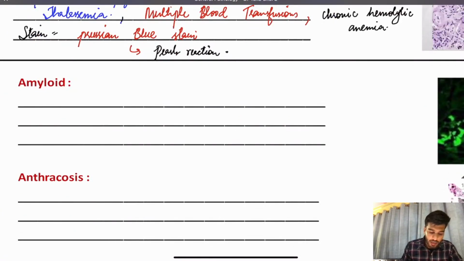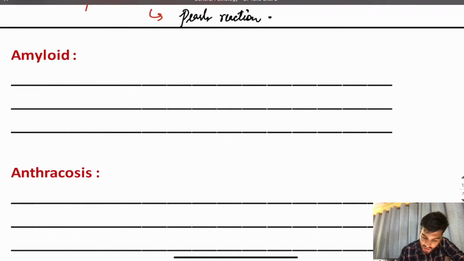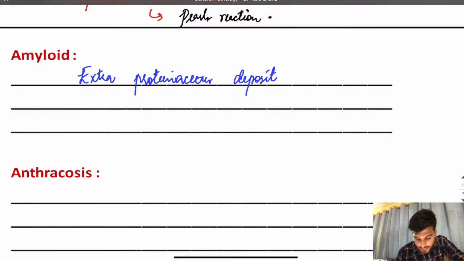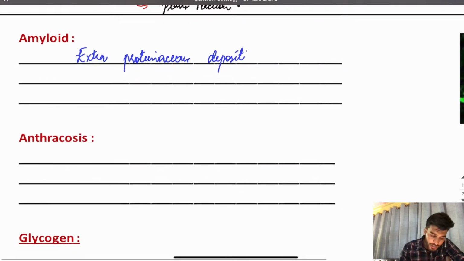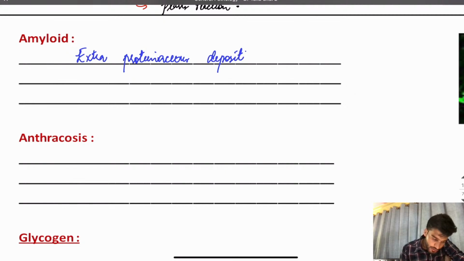Then further, guys, amyloid. What is amyloid? It's the extra proteinaceous deposits. Now this extra protein is deposited in multiple organs, guys, that you will study in amyloidosis. It gets deposited in the different organs. So it is an accumulation of misfolded proteins.